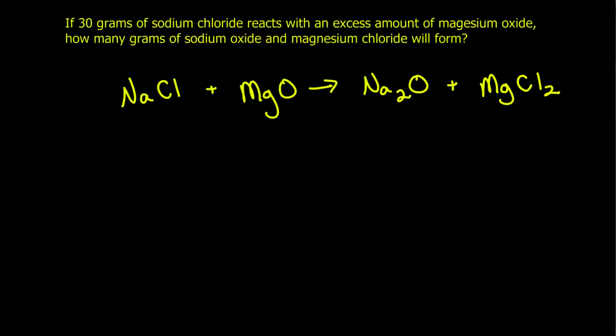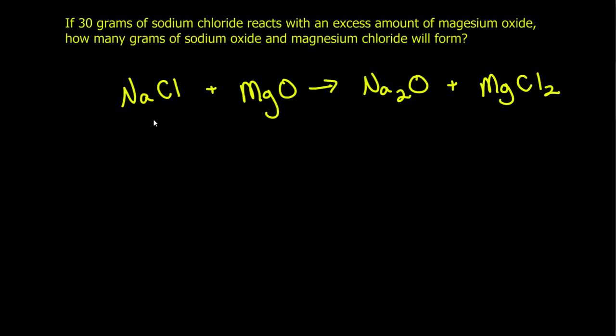Let's do another one. It says if 30 grams of sodium chloride reacts with an excess amount of magnesium oxide, how many grams of sodium oxide and magnesium chloride will form? So we're looking for two different answers this time. That's no big deal. We'll just have two different strings, two different dimensional analyses.